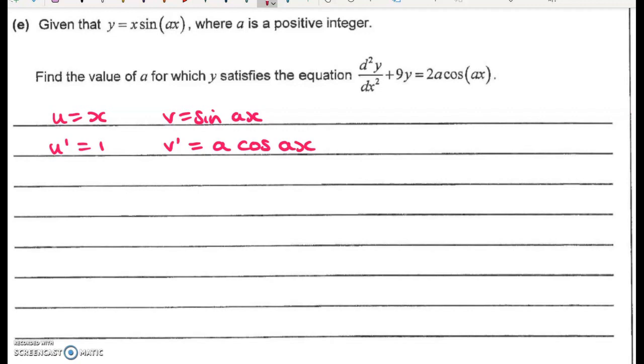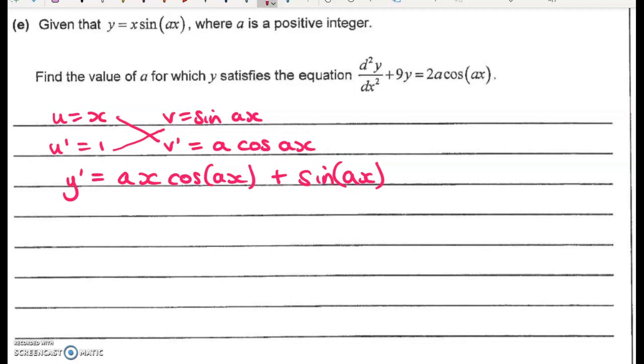So if there had been a 2, we would just stick the 2 out in the front. It's the same with the a. So now y dash becomes u times dv by dx, so this one here. So ax cos of ax plus 1 times sine ax, sorry, not sine x. So there's our first derivative.